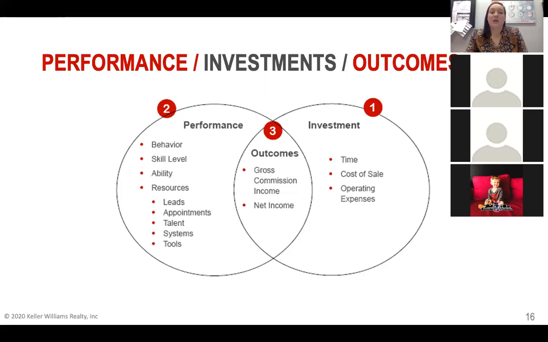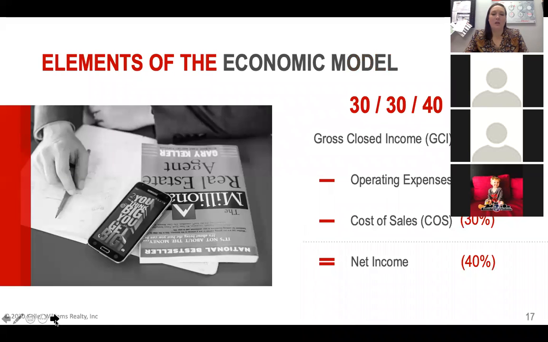Your operating expenses are going to vary, and there are benchmarks. There is a millionaire real estate agent account profile that you can go into and look at what some of your expenses can be. Just know there's going to be cost of sale and there's going to be expenses regardless, so go ahead and account for that. And then there's your performance, your behavior, your skill level, your ability, the resources, your leads, appointments, your talent, your systems, and your tools. What all are you applying to your investment of time and money? And then you get your outcome of your gross commission and your net commission. That's basically what the economic model is about. It's putting all those things together to give you a formula of where you need to start.